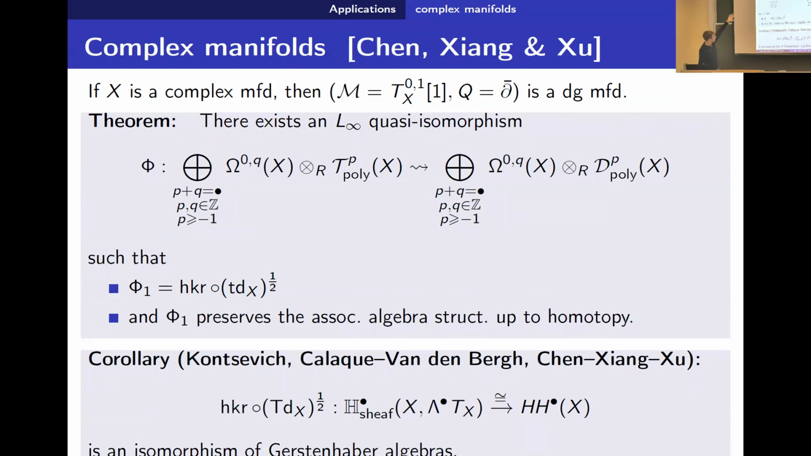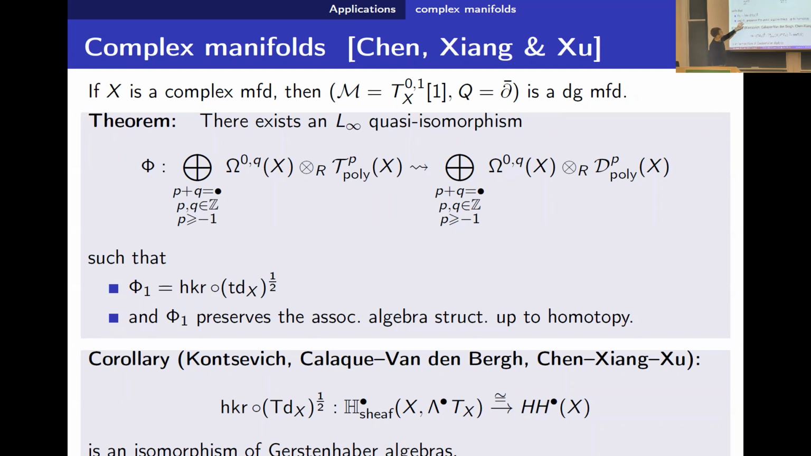For complex manifolds, if X is a complex manifold, you can form the DG manifold T^{0,1}X shifted by one, whose homological vector field is the Dolbeault operator. Then again, if you specialize our formality theorem for DG manifolds to that special class of DG manifolds, this is the theorem that you get: there exists an infinity quasi-isomorphism phi from anti-holomorphic forms on X valued in polyvector fields on X to anti-holomorphic forms on X valued in polydifferential operators on X. And the first Taylor coefficient of that infinity quasi-isomorphism is the HKR map modified by the square root of the classical Todd class of the complex manifold X.